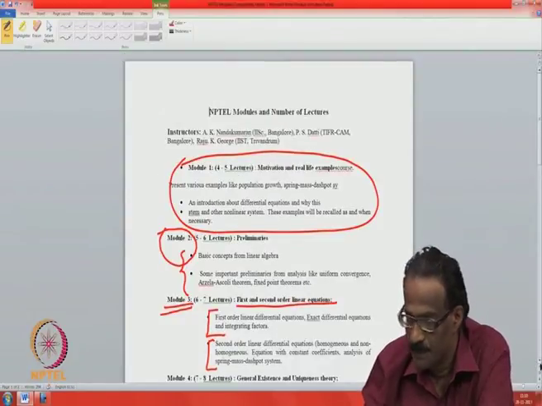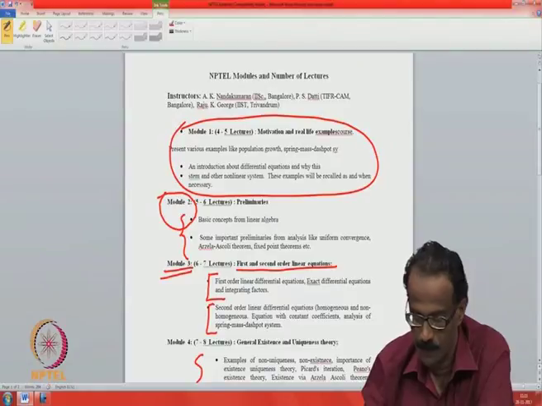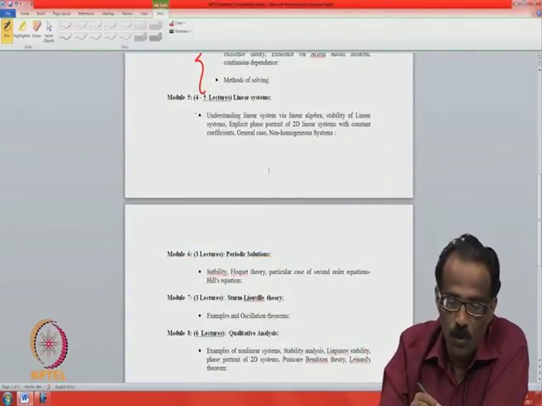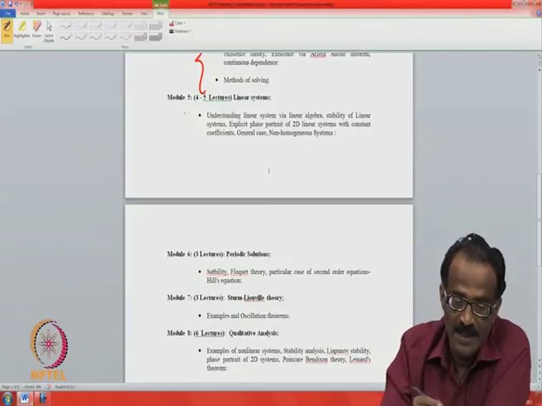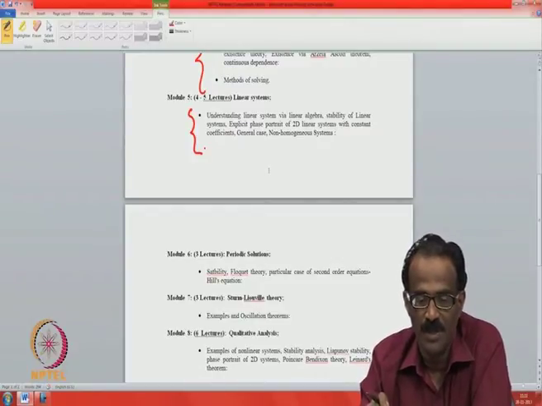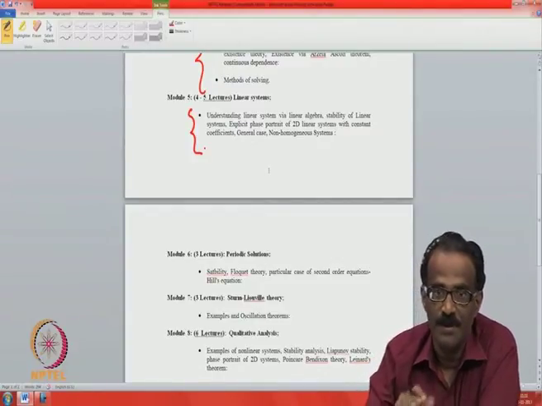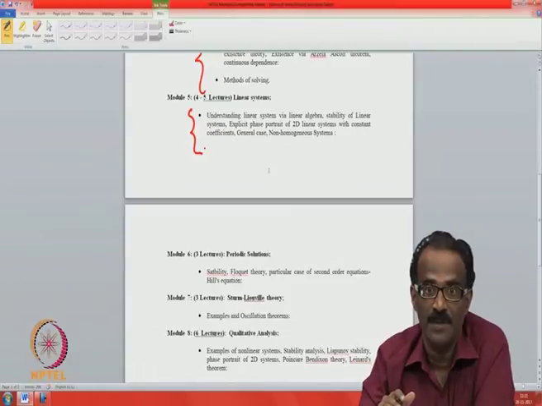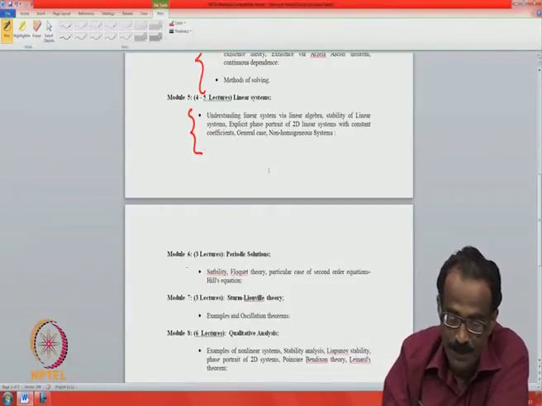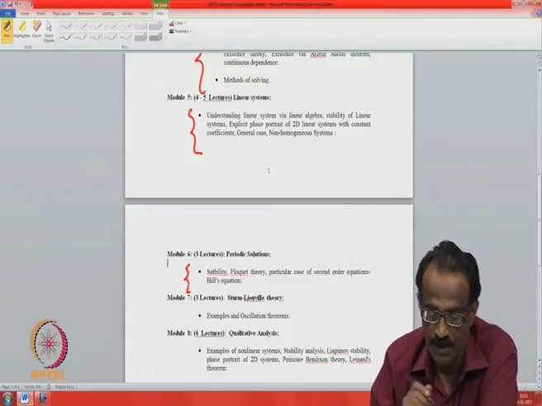After that, we will go to second order linear systems. Here you will see the powerful use of linear algebra. So we will represent all the linear algebra, and you will see some stability theory for the linear systems, and some periodic solutions and stability will be introduced here.